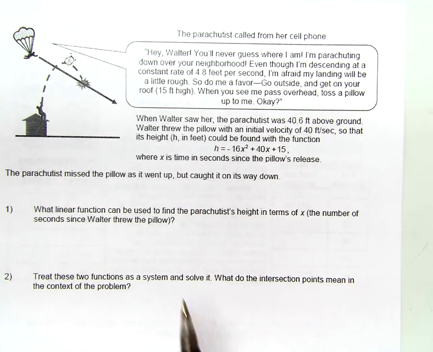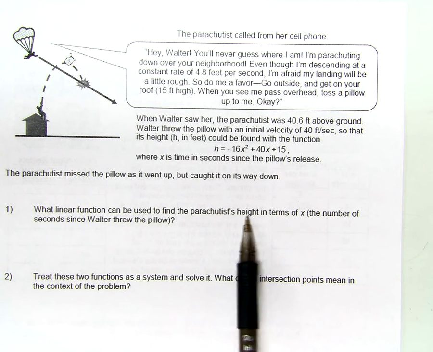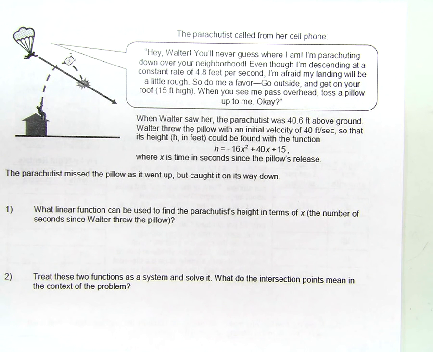Okay, so what linear function can be used to find the parachutist's height in terms of x, which is the number of seconds since Walter threw the pillow? Yeah, he probably does have a really good arm. He is as big as the house, so yes, that does help.